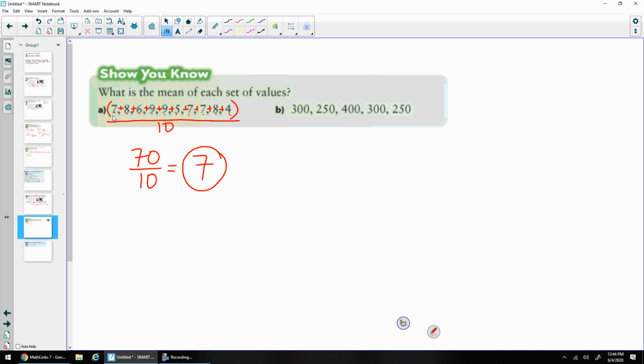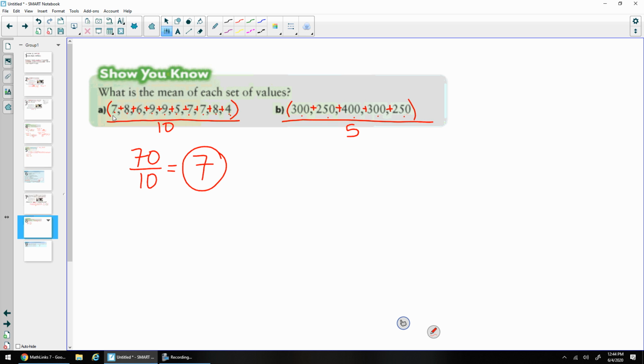This other set, we have 1, 2, 3, 4, 5 numbers. We're going to add them all together. You always just add all your numbers together, and then you divide by how many numbers there are. Divided by 1, 2, 3, 4, 5. Okay, so add first, because I have it in brackets. We have to make sure we add that first.